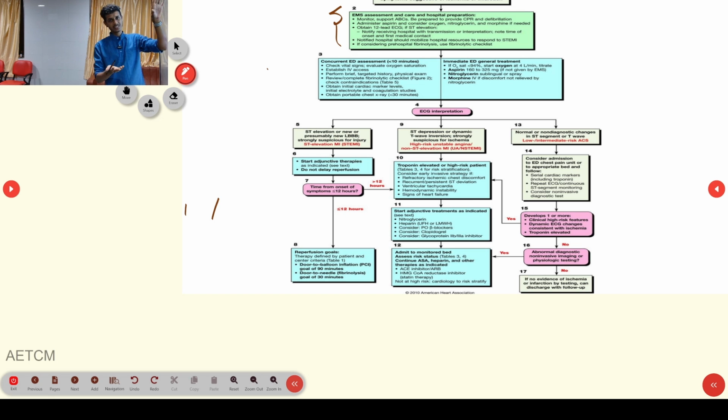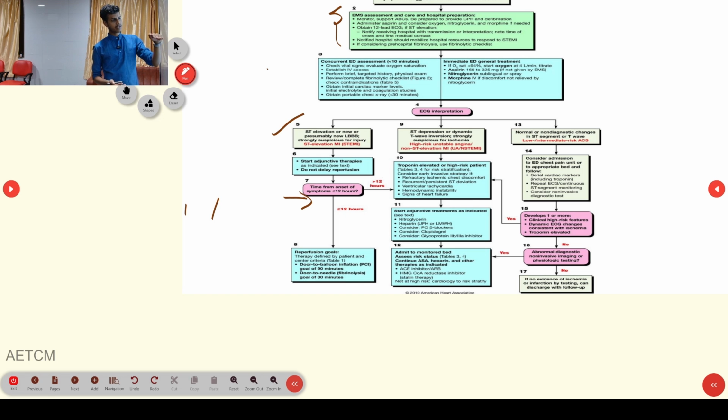And then in management, the same MONA management: morphine, nitroglycerin, aspirin, and oxygen saturation. Based on the ECG interpretation, we are categorizing into three categories. First one is ST elevated myocardial infarction. If you are suspecting ST elevation, straight away we go with reperfusion therapy. Before that we have to identify whether the symptom onset is less than 12 hours or not, and that is most important. If it is less than 12 hours, either you can go with fibrinolytic therapy, otherwise percutaneous coronary intervention.